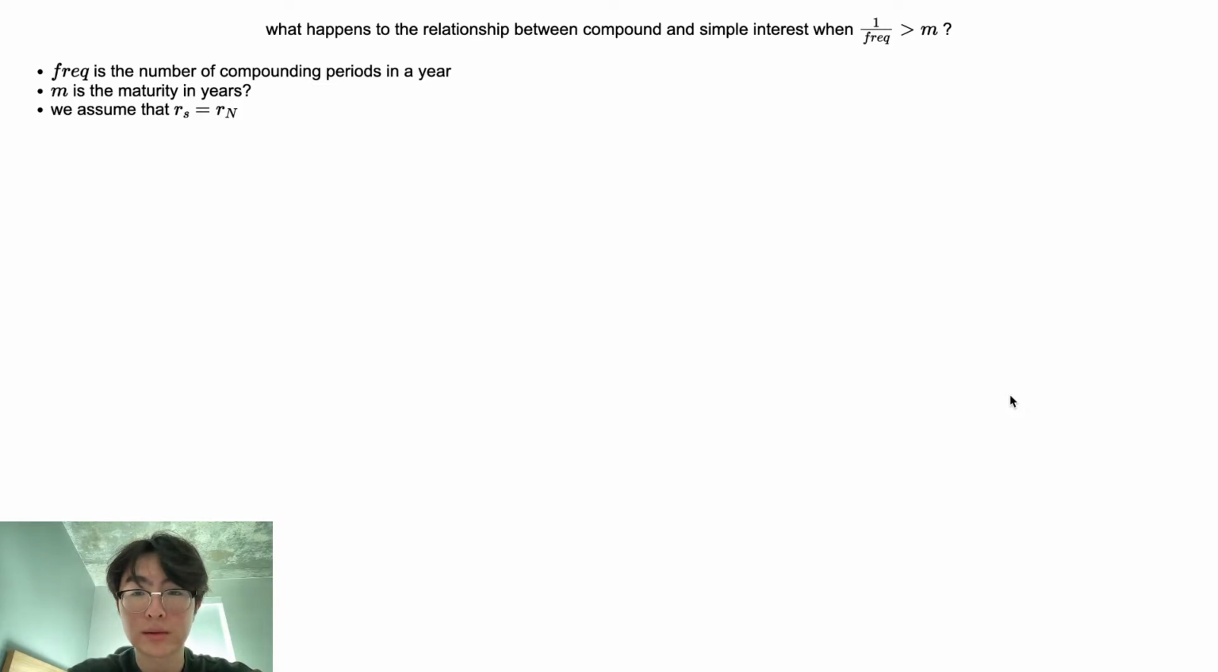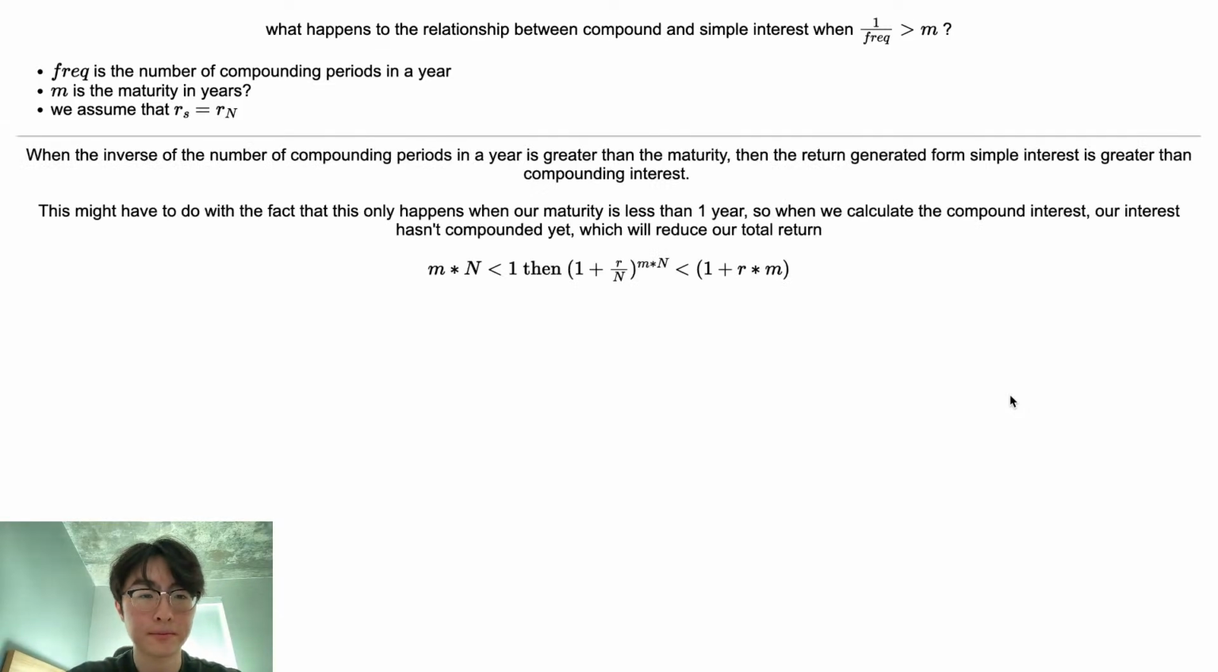And so I would think that with simple interest, Rs would be greater, the amount of money earned from simple interest might be greater than the amount of money earned from compound interest. Because frequency is less than m.